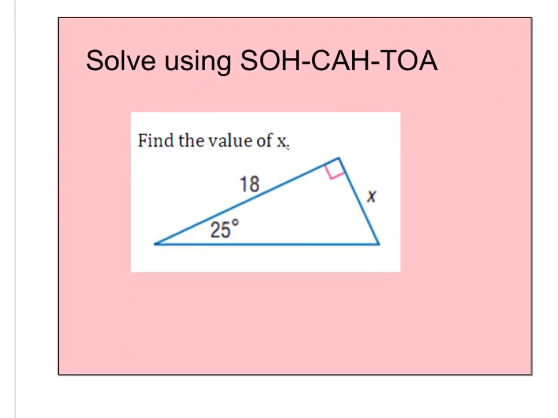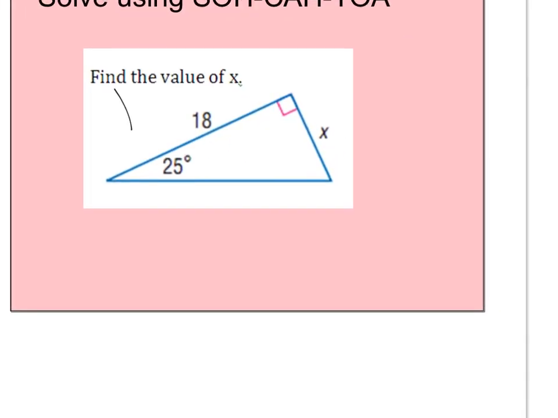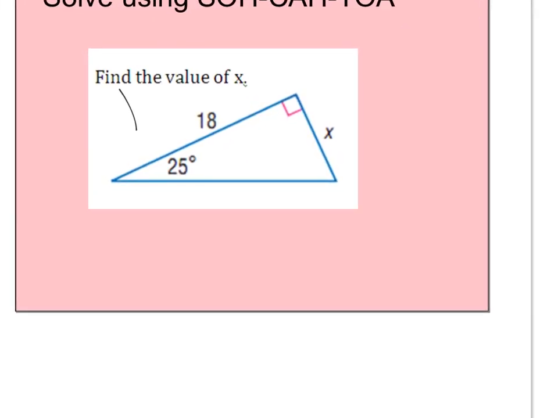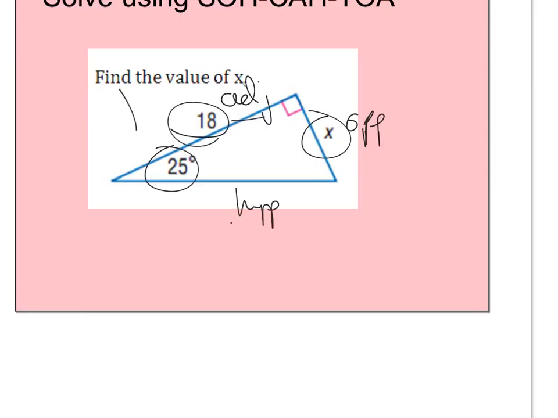Using SOHCAHTOA, so using right triangle trig. Remember, right triangle trig, everything kind of works out to using sine, cosine, or tangent. Here, I want to figure out this side, knowing this angle and this side. Well, this is the opposite side. This is the adjacent side. This is my hypotenuse right here. Hypotenuse is always hypotenuse. I don't care about that in this case.